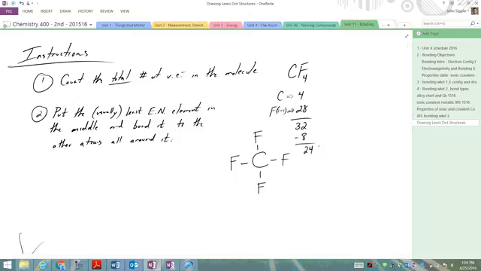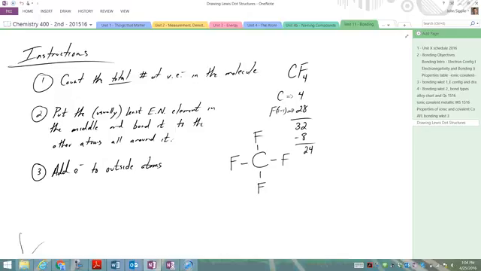Good. All right. Third step: add electrons to outside atoms. Okay, so if I look at fluorine, right there, how many electrons does it want to have around it?